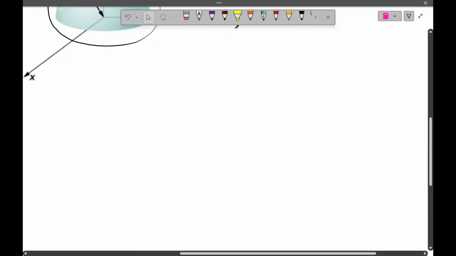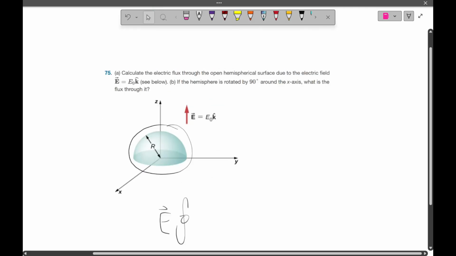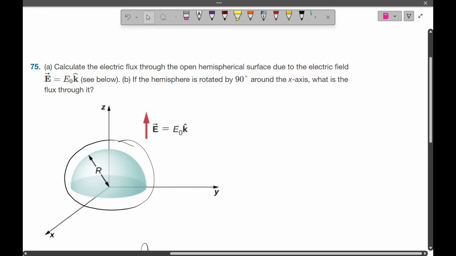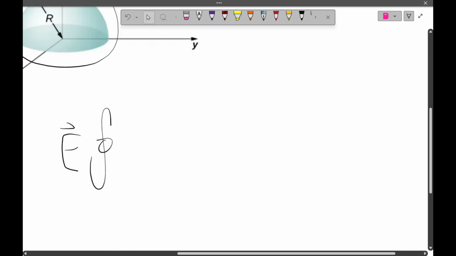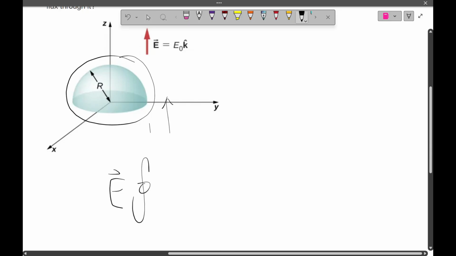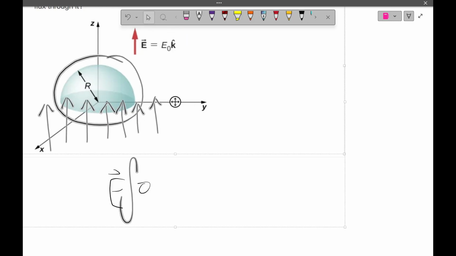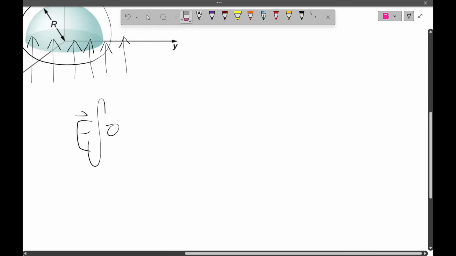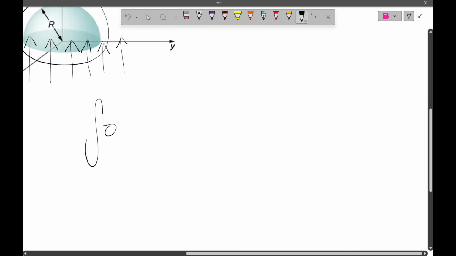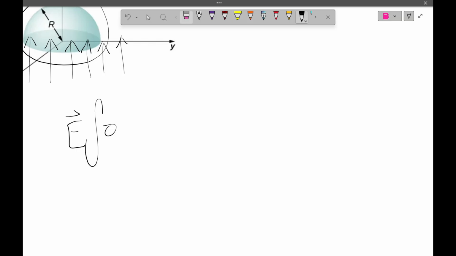First of all, once again, I'm going to draw this. Now I'm going to say E is going to pull out, right? Let's read the problem real quick. Due to the electric field, E is equal to E naught K hat. All that's saying is, okay, the electric field is going up with a magnitude of E naught, and it doesn't vary. So we have a uniform electric field, meaning we can pull E out of that integral. Then we say, okay, E and the surface integral of that shape.